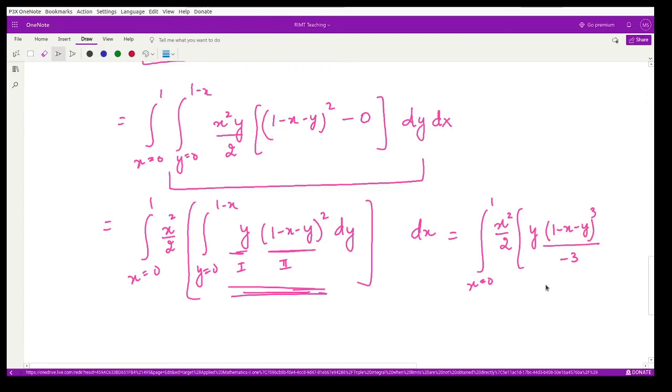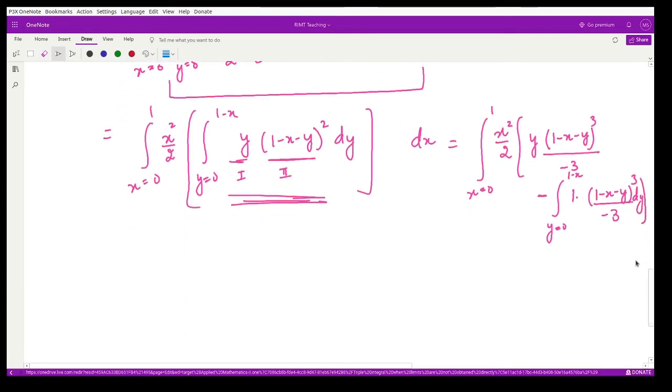And for the second part we have minus the integration, y varying from 0 to 1 minus x, of the derivative of the first, that is 1, and then the integration of the second, which is again 1 minus x minus y whole cube divided by minus 3, dy. So this is what we have into dx. So this thing is equal to the integration x varying from 0 to 1 of x square by 2, and then here also we will write the limits for y.